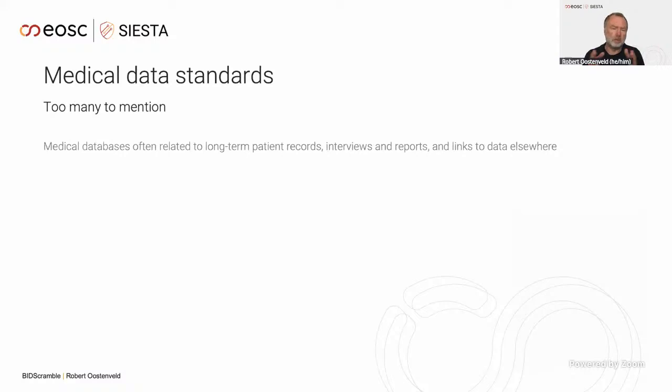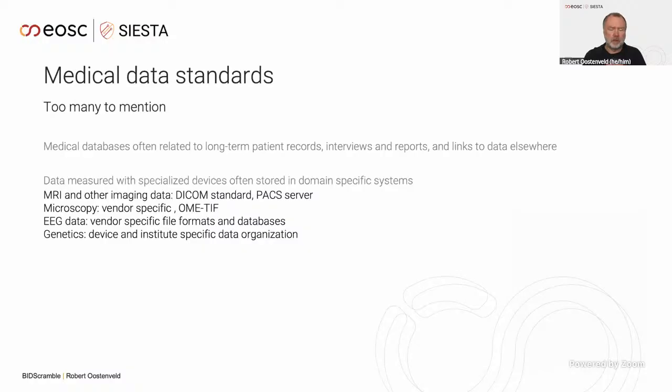If we zoom in a little bit, then we can see that medical databases often relate to long-term patient records, interviews, and reports, and they link to data elsewhere. But if we look more at the specific devices that are used, then it becomes a little bit more tangible. So for MRI and other imaging data, we have DICOM standards. We use PACS servers. For microscopy, we would use vendor-specific formats, but also standards such as OME-TIFF. Again, EEG data, like scalp recordings of potentials of brain activity, we have many vendor-specific file formats and databases, and the same for genetics. These medical records comprise a complex and inconsistent longitudinal database that's spread over many systems in hospital and in clinical settings.